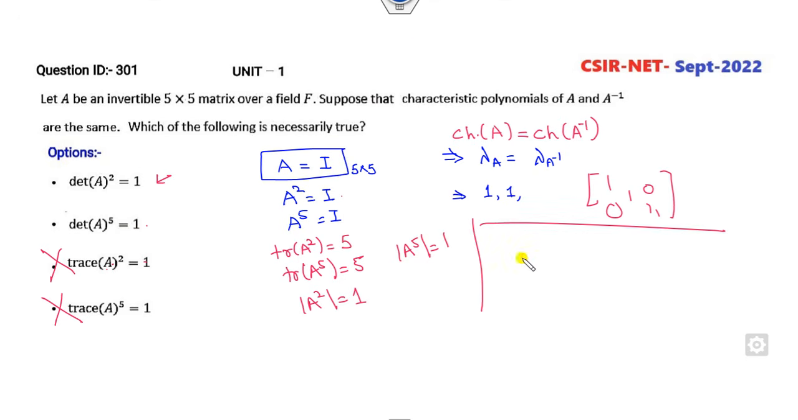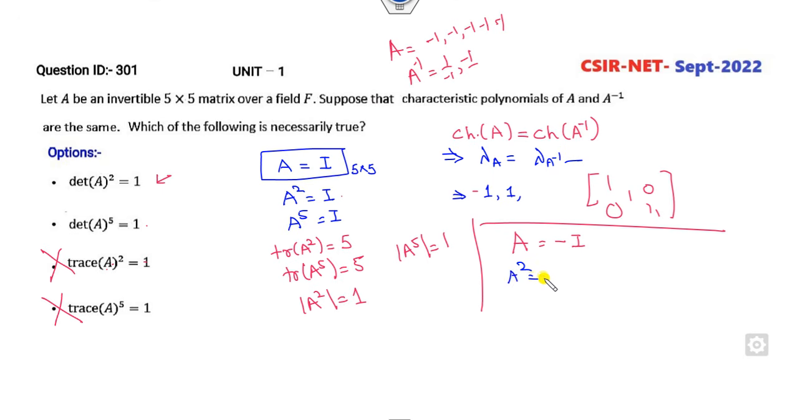Now look at another example. We have to think about all the eigenvalues being the same. If I consider A as minus of I, what is the eigenvalue of A? Minus 1, minus 1, minus 1, minus 1. What is the eigenvalue of A inverse? 1 over minus 1, 1 over minus 1, both are the same, so they are the same.